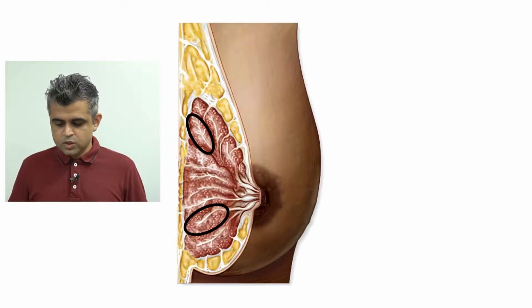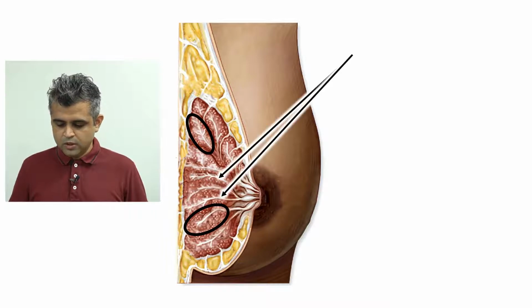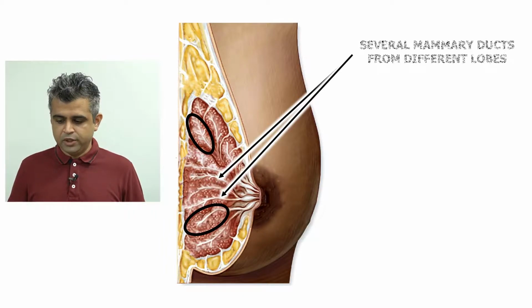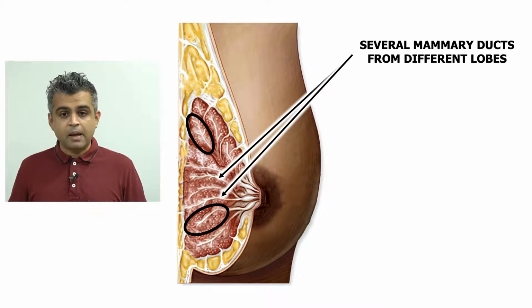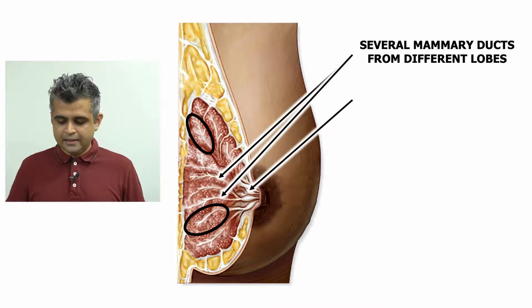Okay. So now let's see what happens to these tubes which are called the mammary ducts. Here you can see that these arrows are pointing to the mammary ducts. Several mammary ducts from the different lobes will come and join to form a dilated part which you can see here. Now that dilated part is called an ampulla.